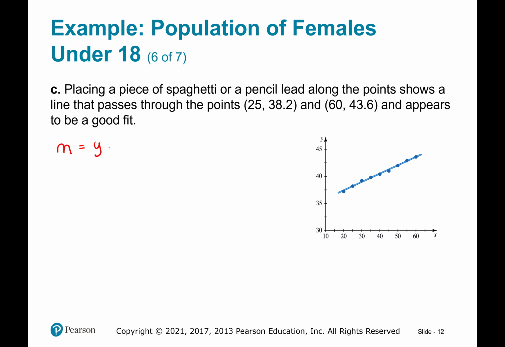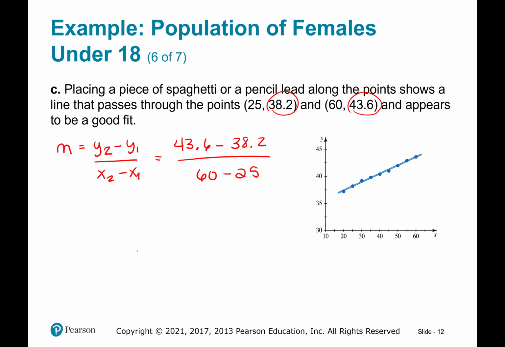And the slope is the change in the outputs over the change in the inputs. And what do we have? 43.6 minus what? 38.2 over what are the change in the inputs? 60 minus 25. And we just want a decimal approximation to this. So 3 places, to the nearest thousandth, will be fine. So I'm going to go over to my calculator and do this on my calculator.